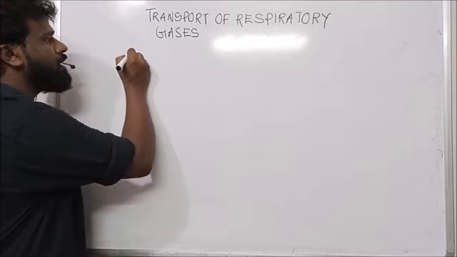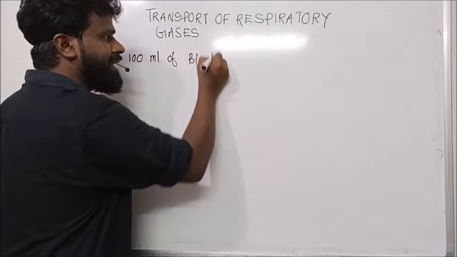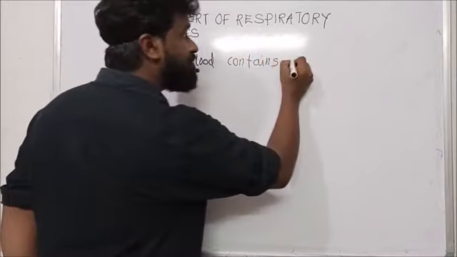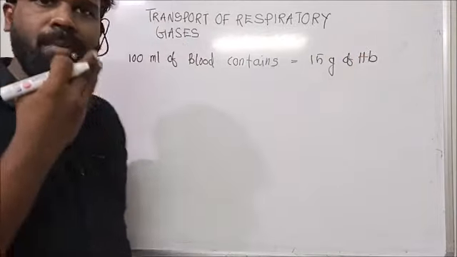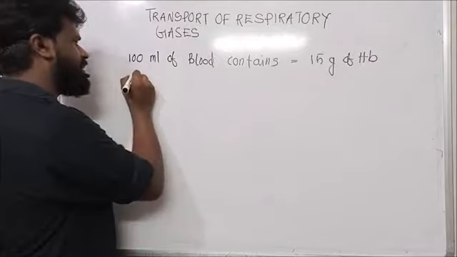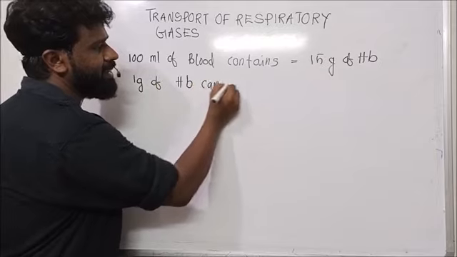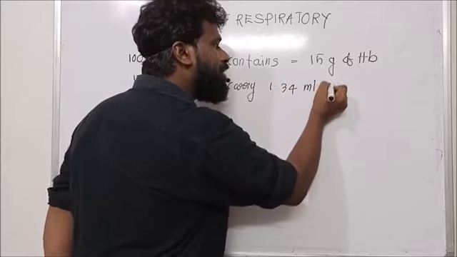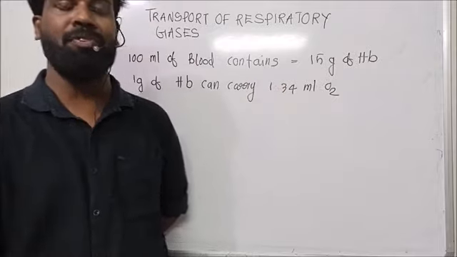See, 100 ml of blood contains on an average 15 gram of hemoglobin. And here, 1 gram of hemoglobin can carry 1.34 ml of oxygen.